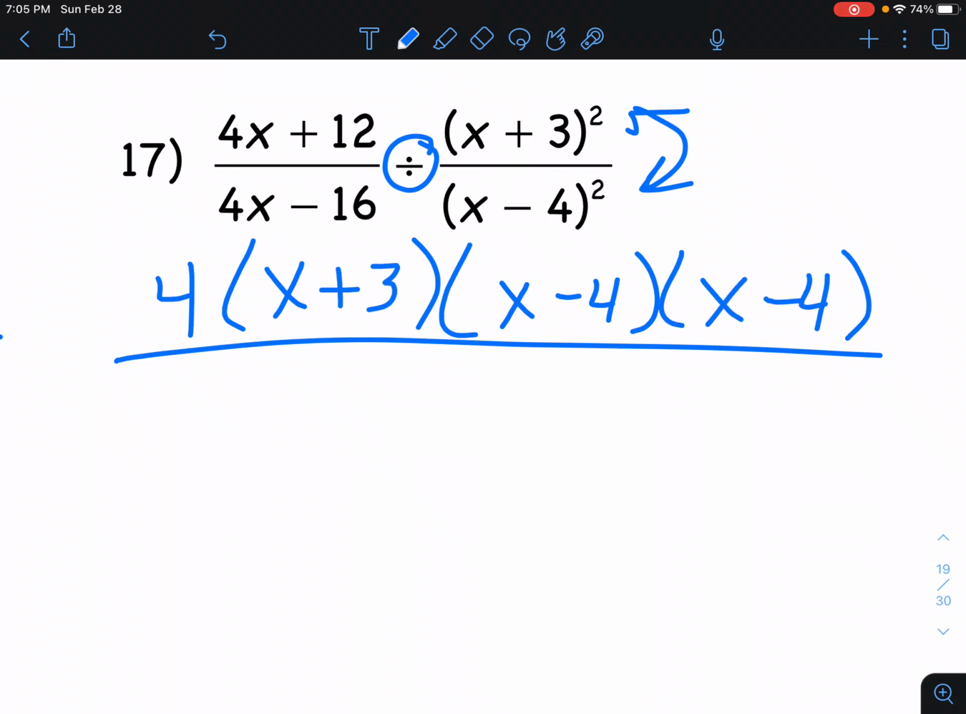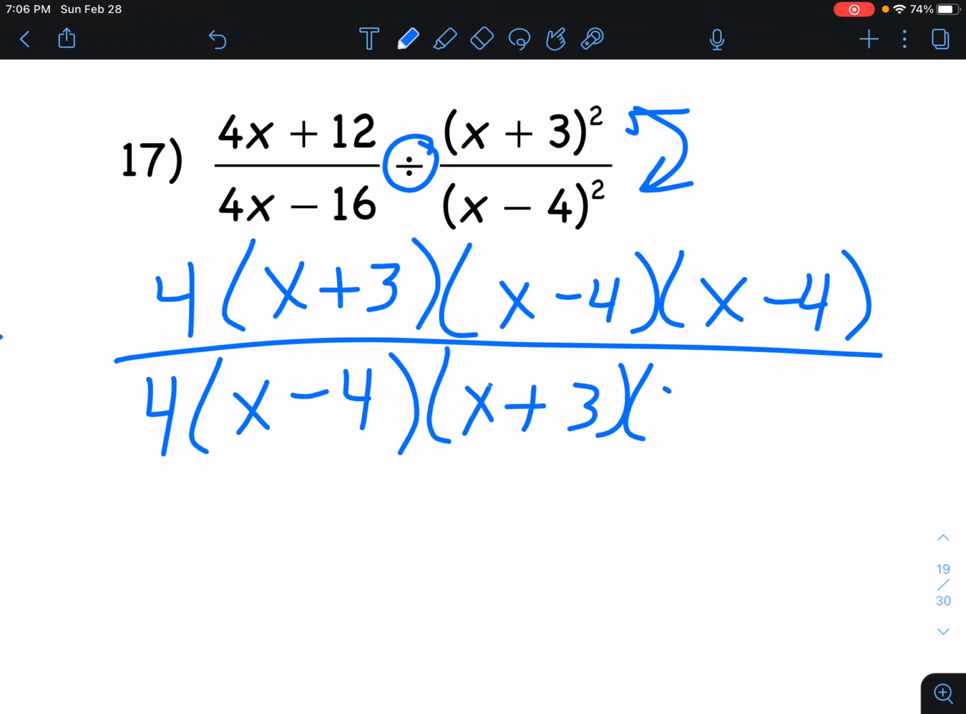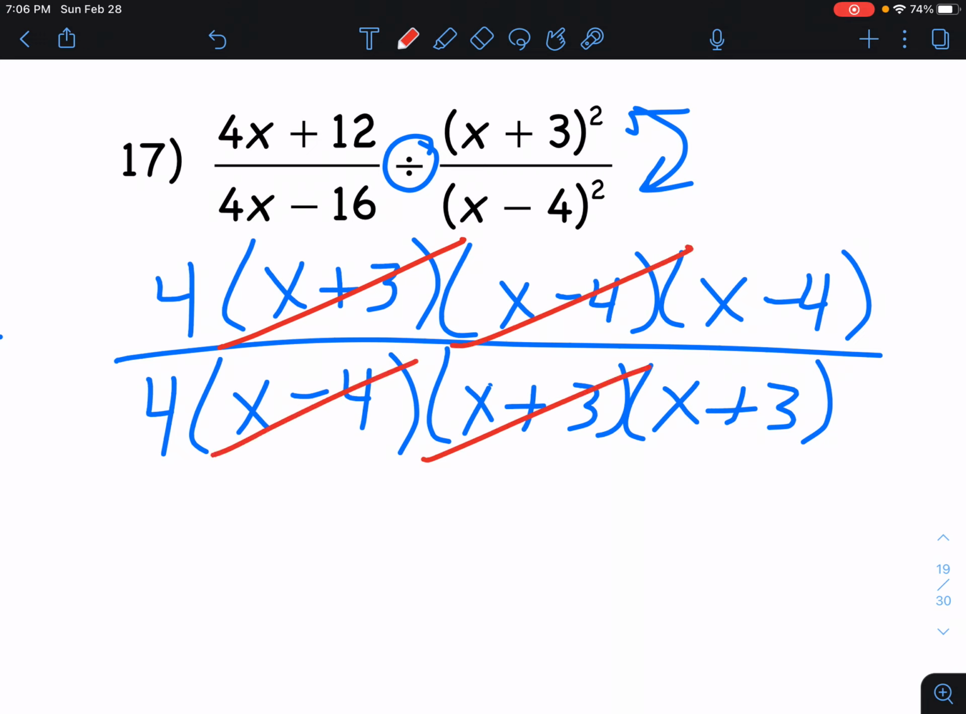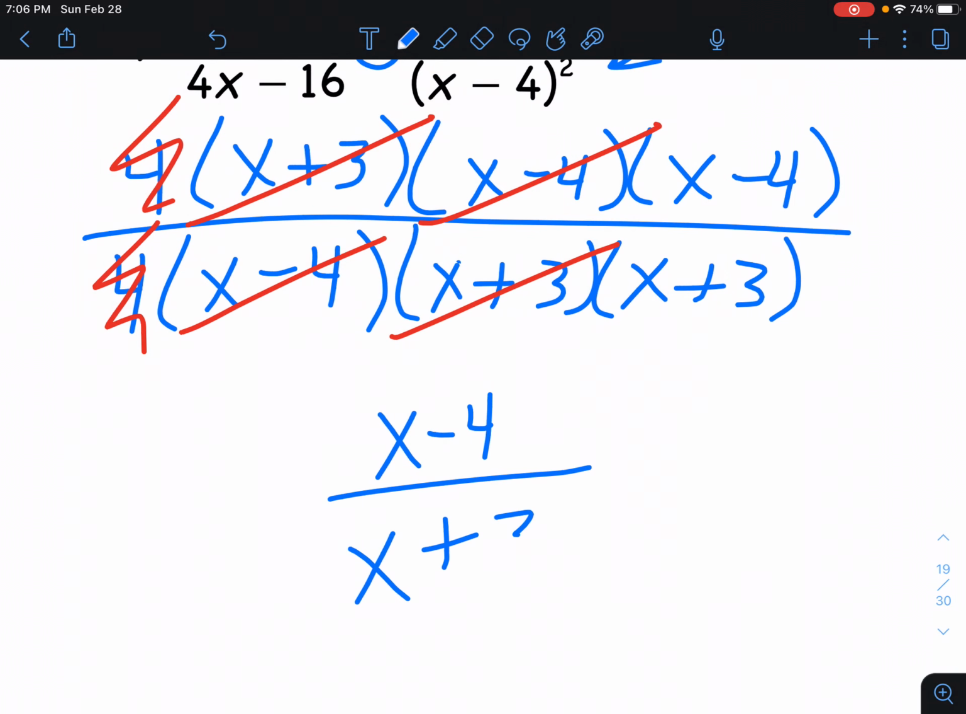Bottom left, 4x minus 16 has a GCF of 4. And then divide by 4 to have 1x minus 4. And this guy's going to move to the bottom right, write it twice, x plus 3 and x plus 3. And then we're going to cancel some stuff out. x plus 3s, x minus 4s, and also these identical 4s. Cut them out. 4 divided by 4 is 1. So we can carry down to our answer, x minus 4 over x plus 3.